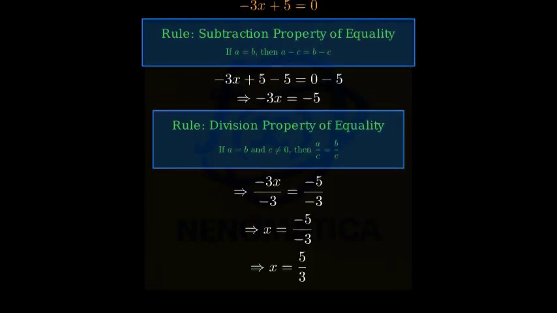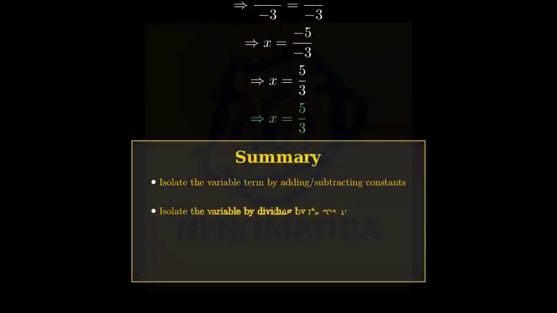Let's summarize what we've learned when solving first-degree linear equations. First, isolate the variable term by adding or subtracting constants from both sides. Then, isolate the variable by dividing both sides by its coefficient. Following these steps, we found that for the equation 2x minus 4 equals 0, x equals 2. And for the equation negative 3x plus 5 equals 0, x equals 5/3.